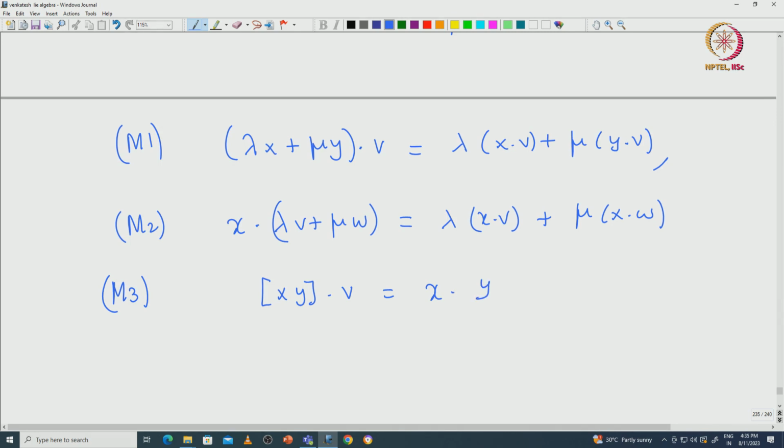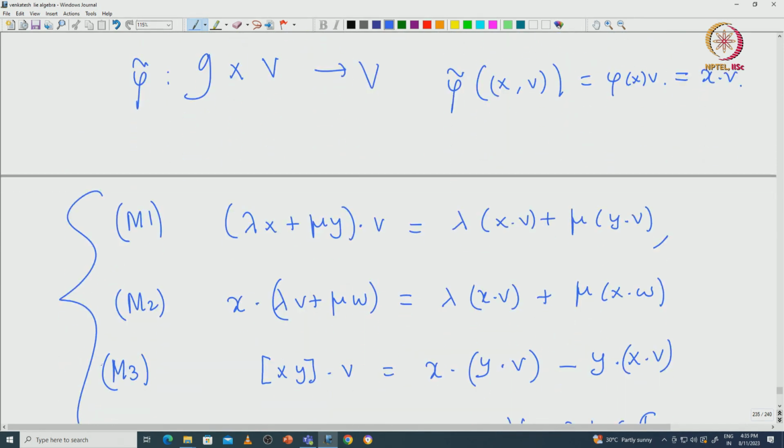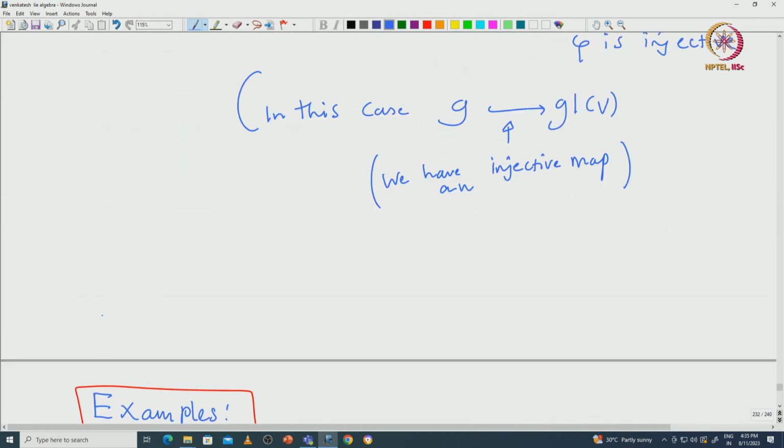So, y acting on v and then x acting on y dot v minus y dot x dot v. If you take that, that should be equal to your bracket [x, y] acting on v, and this should be true for all x, y in G and v, w in capital V and all lambda, mu in complex numbers. Okay. So, all these properties are satisfied. If you spell it out, these are all satisfied if you start with the representation.